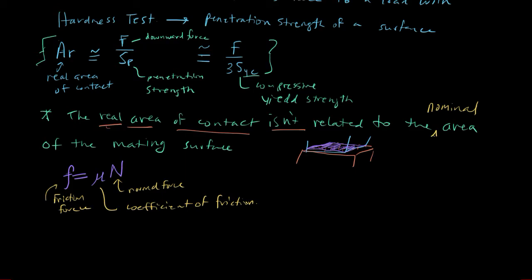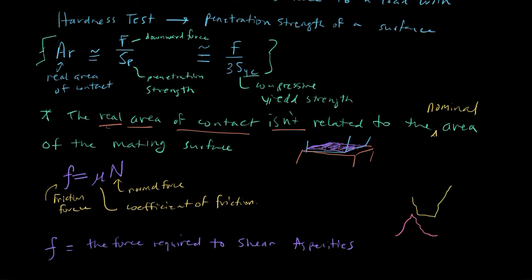Okay, so what is kind of remarkable is that this is actually the force. So I say that F is the force required to shear asperities. When we say we have to shear the asperities, what we're talking about is these. We zoomed in on a surface and we had these different peaks from different surfaces. This F is the force that's required to shear off these asperities.